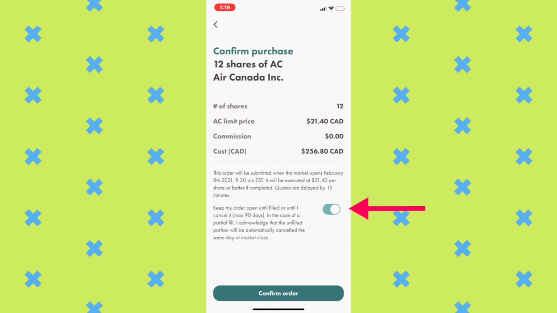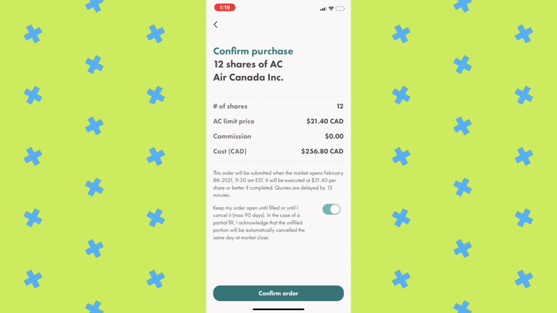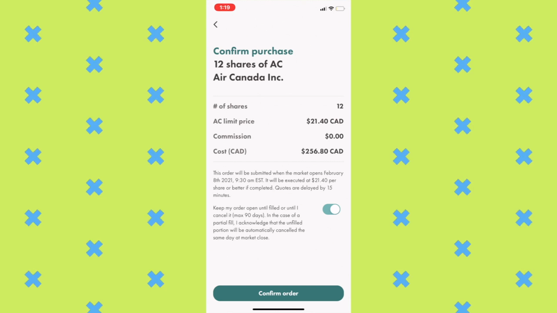So what will happen is the order will stay open. And if you think, let's say Air Canada is going to drop below $21.40 or be at $21.40 within the next week or month, you can keep the order active and it will execute your order, which is a great feature because you don't have to place a new order every single day. So just click confirm order when you're done.